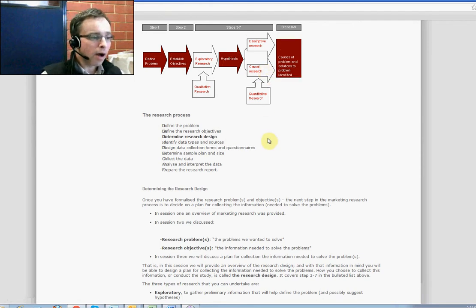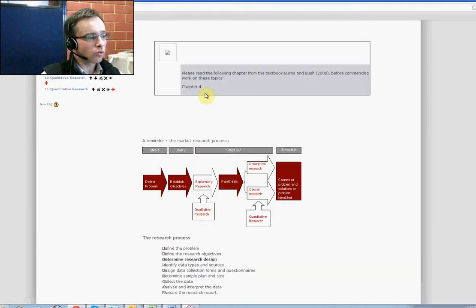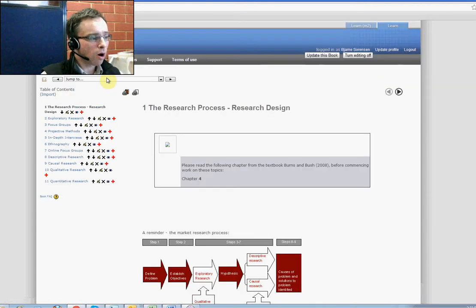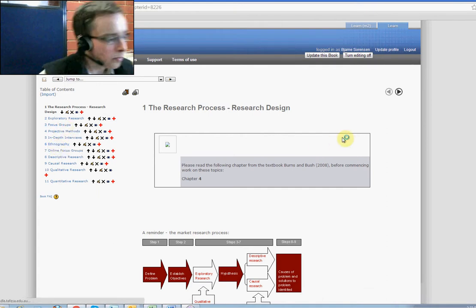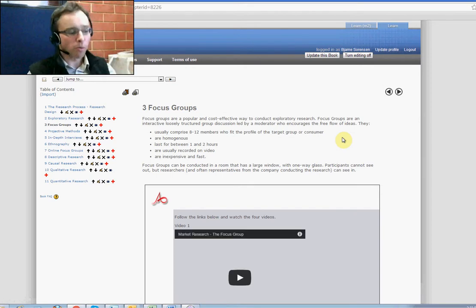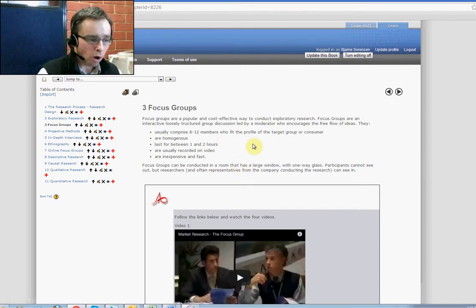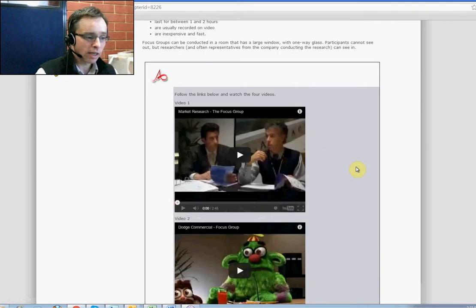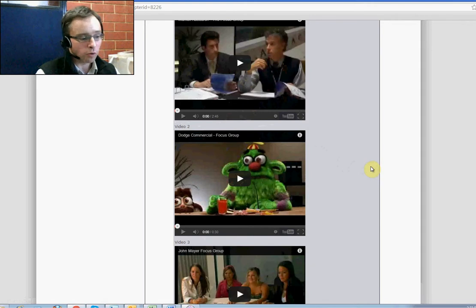Now, first of all, the qualitative research. With qualitative research, you have a number of options. You might want to use focus groups. You may want to do in-depth interviews. You may want to do observations. You have a lot of options here. I'll just talk about some of the more important of these. You can read more about it here in the Moodle subject, and you can watch a number of videos and things.